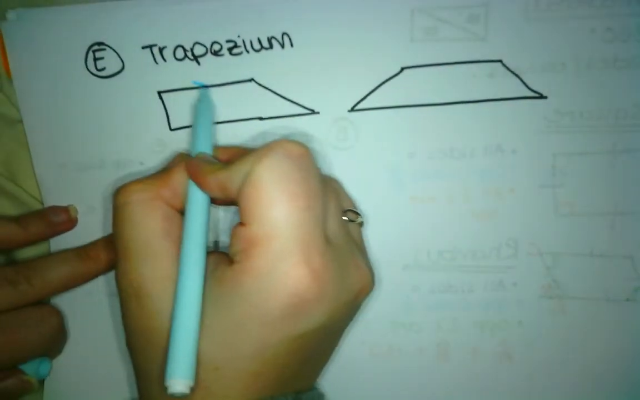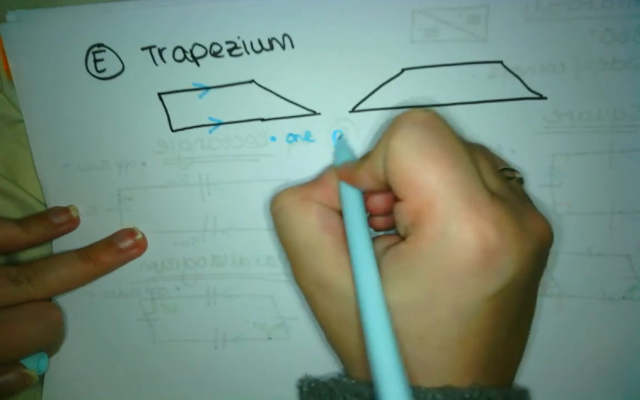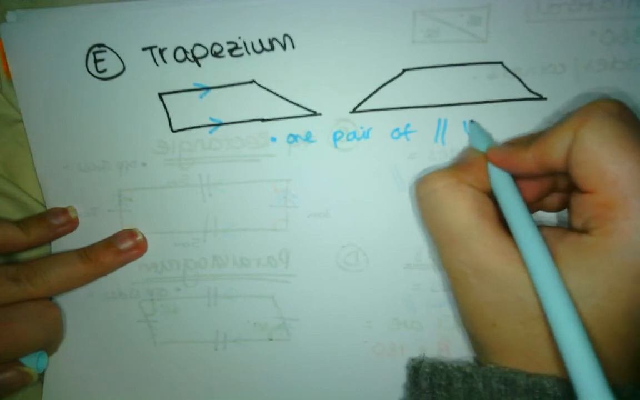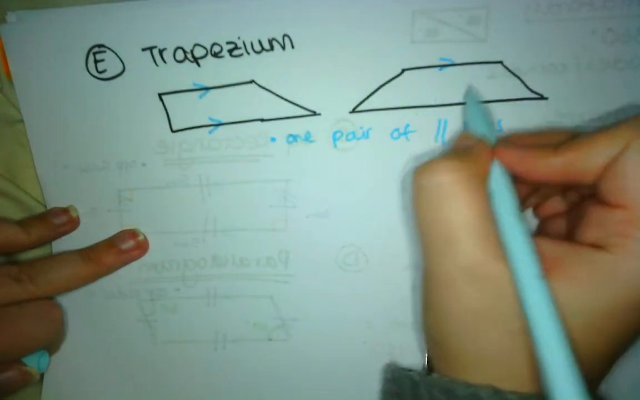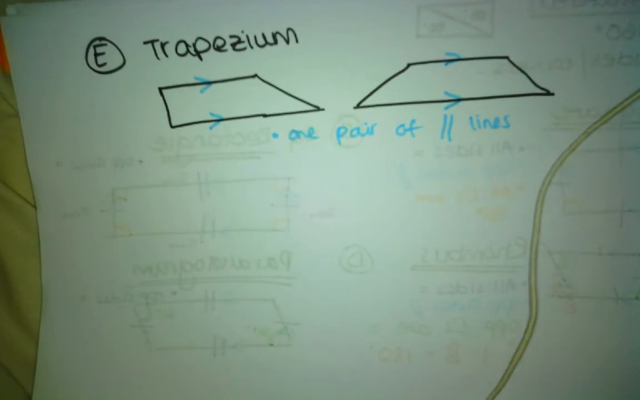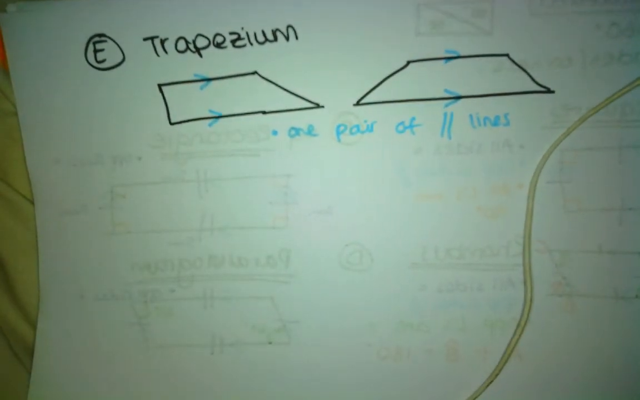is one pair of parallel lines. So only these two lines are running together. Okay, so it's like a pair of shoes. So this is the one foot plus the other foot, that becomes a pair. Okay, so they belong together. Alright, so that's the only thing.